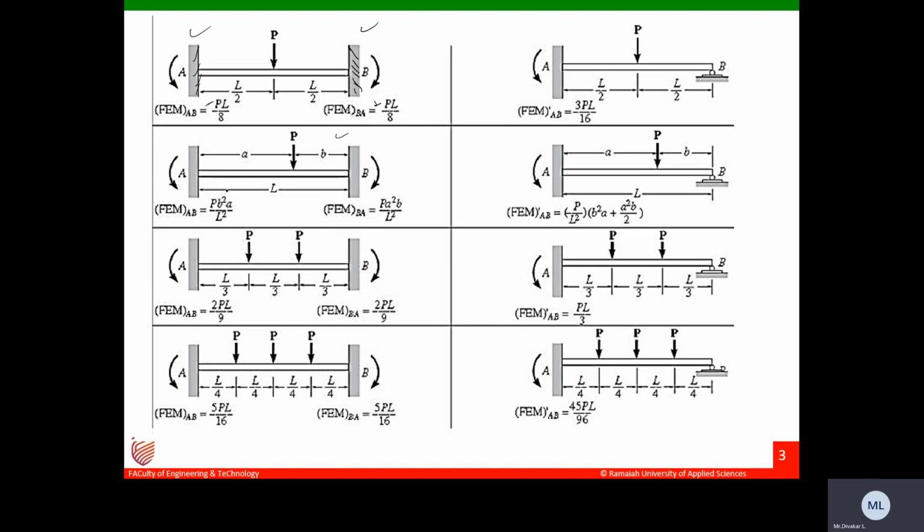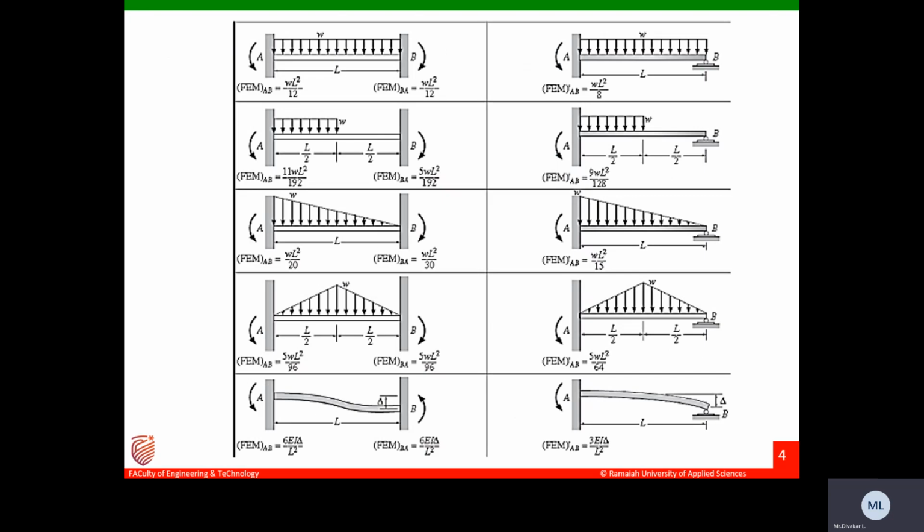Similarly, if unsymmetrical loading is there, the fixed end moment will be W A B square by L square, and similarly W A square B by L square. Similarly, this is for a fixed beam with 2-point loads. This is for proper cantilevers. Similarly, different standard beam cases are given, with the fixed end moment for each.